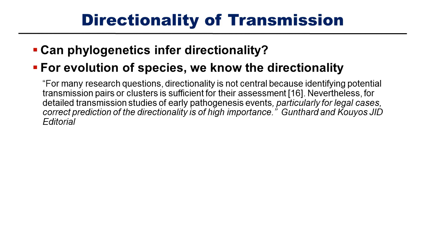That is from an editorial when a specific article appeared in the Journal of Infectious Diseases. "For many research questions, directionality is not central because identified potential transmission pairs or clusters is sufficient for their assessment. Nevertheless, for detailed transmission studies of early pathogenesis events, particularly for legal cases, correct prediction of directionality is of high importance." I think that is the major concern that all of us have as we study phylogenetics, that somehow directionality will be an important part of where we're headed.